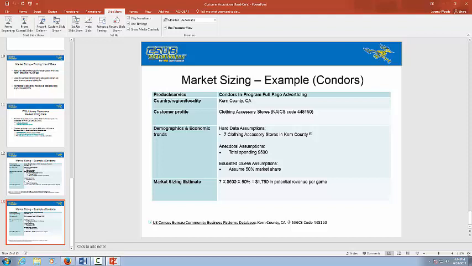The conversation that we had with the sample customer was that they'd be willing to spend approximately $500 on advertising in the Condors brochure, and because there's only a couple of these stores in Bakersfield, we assumed a pretty high market share of 50%. So if you multiply 7 times $500 times 50%, it's about $1,750 in potential advertising revenue per game. And again, you're going to document where the hard data assumption came from for that market sizing.